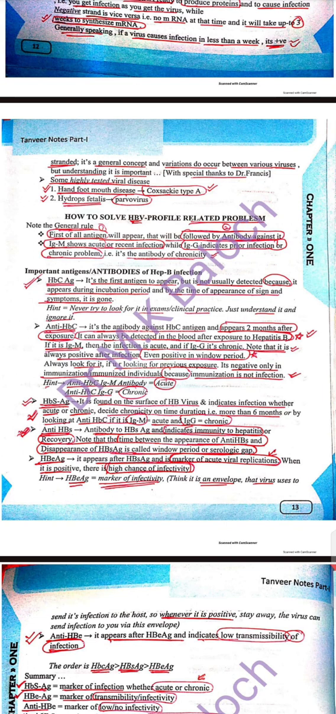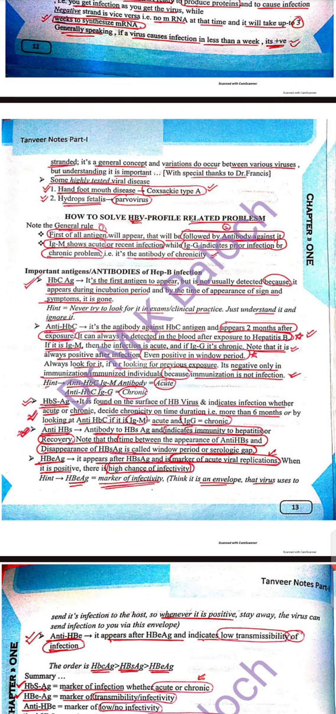The next antigen is HBe antigen. It appears after HBs antigen, and it is a marker of acute viral replication. When it is positive, there is high chance of infectivity. So HBs antigen is for infection, HBs antibody is for recovery and immunization.